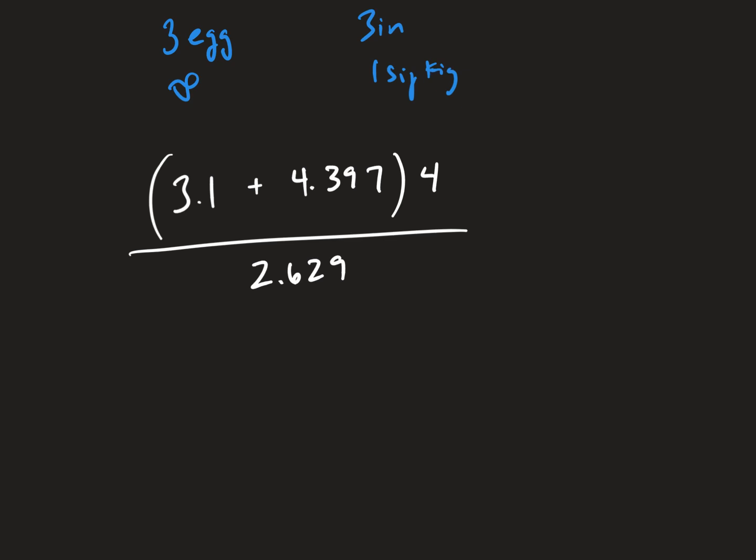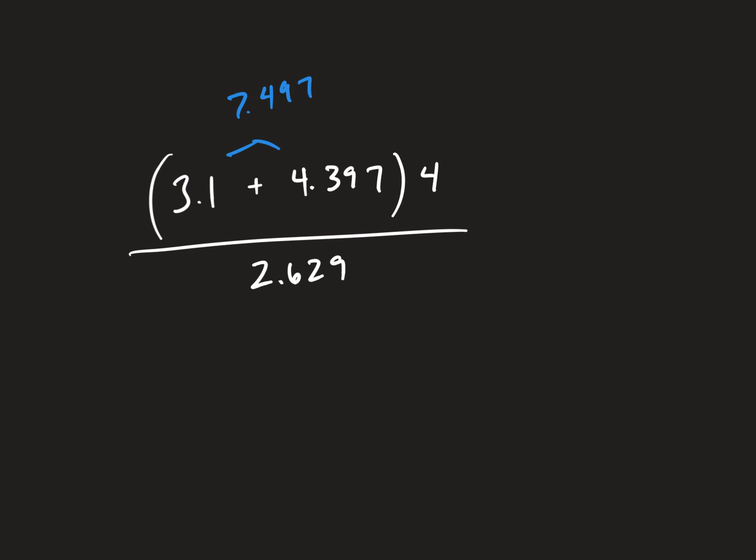Okay, so now we have to think of how would you do this mathematically? Order of operations, right? So what do we do first? What's inside the parentheses. Inside the parentheses, we add those guys. And what do we get without rounding? Don't round until your final answer. 7.497? Yeah. Okay. We're good?